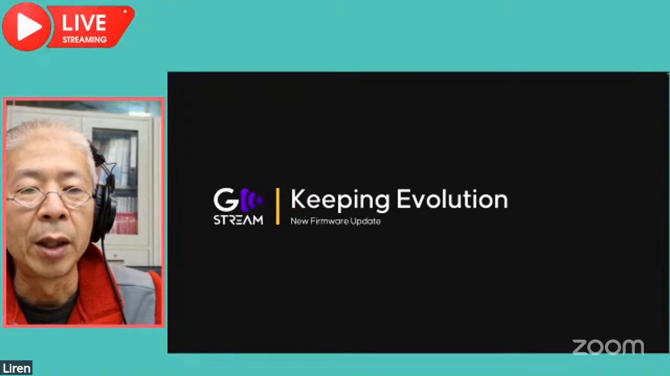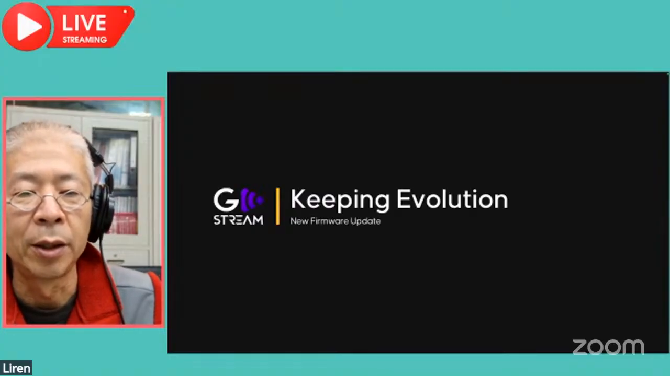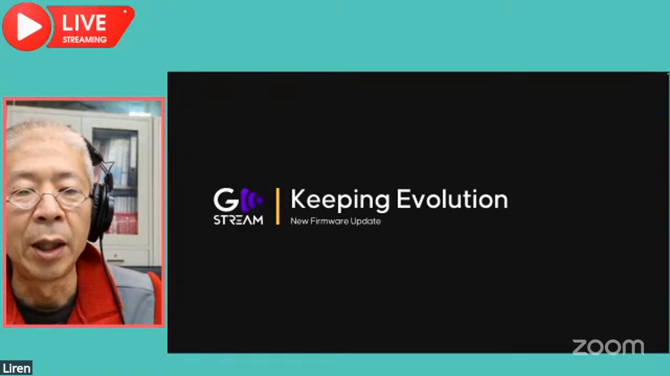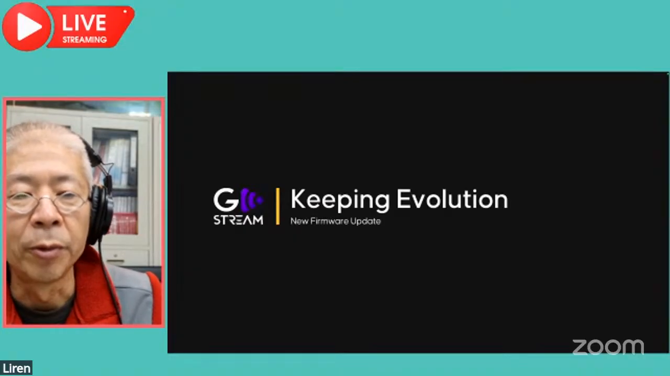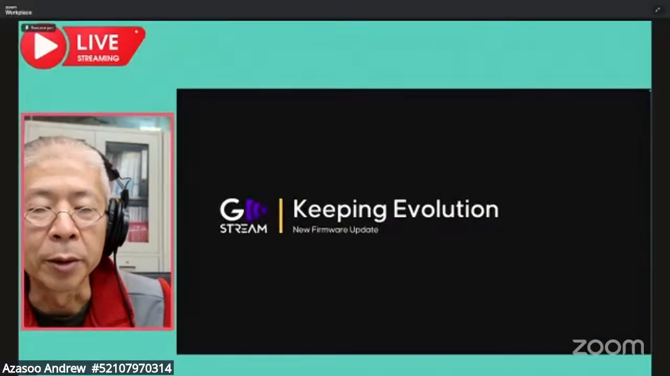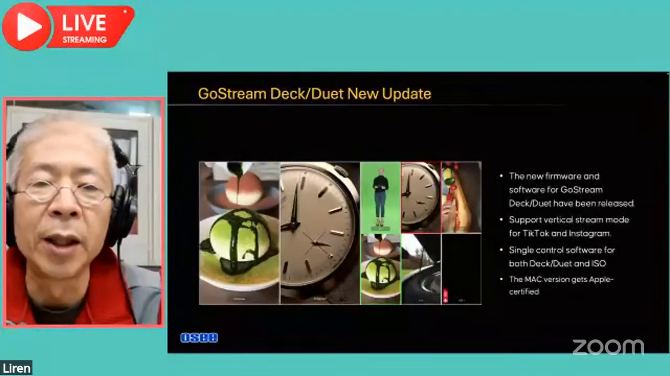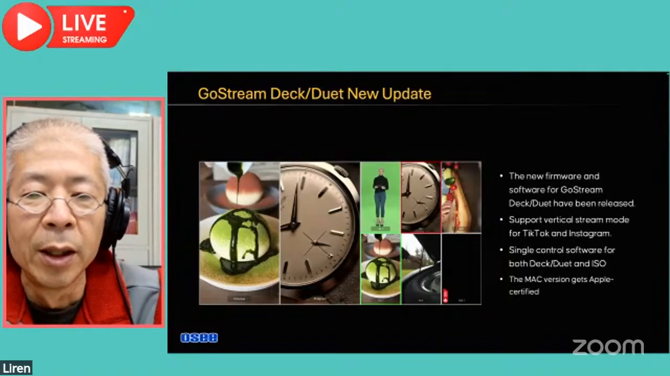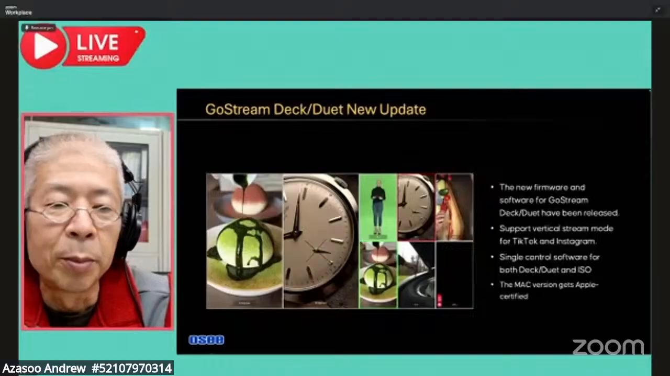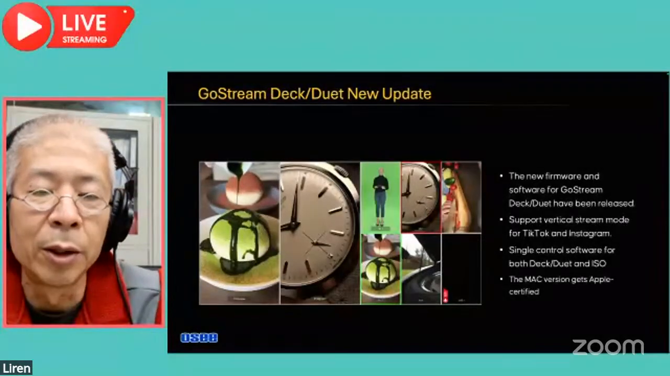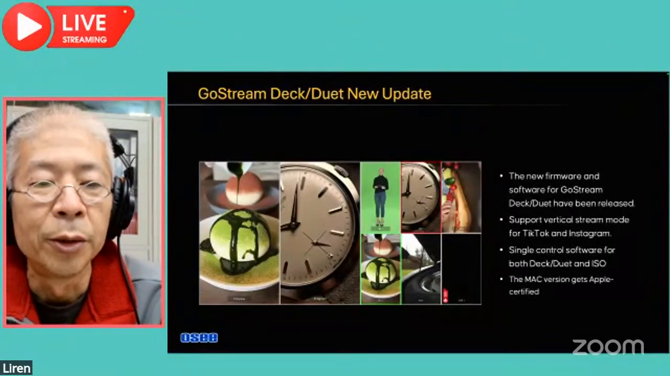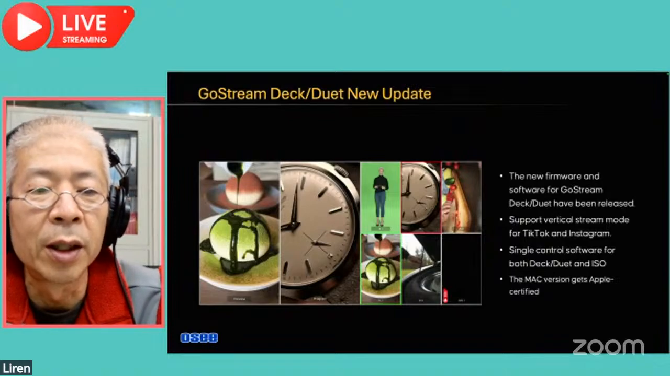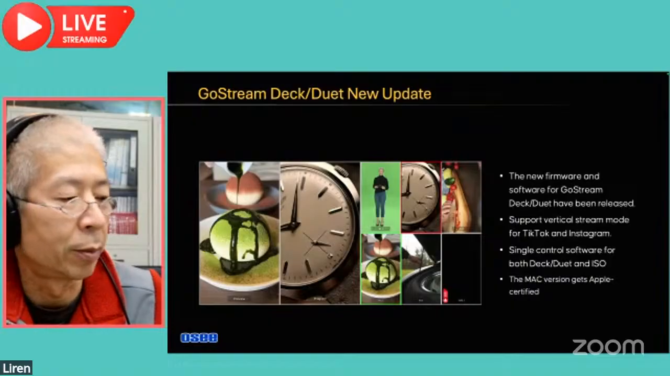For our older Gulfstream products, we are still keeping firmware upgrading and keeping evolution. Now for the Gulfstream Delta and the Deck, we just released a new update. In the new update, now we can support vertical production. You can use the vertical stream mode for TikTok and Instagram.